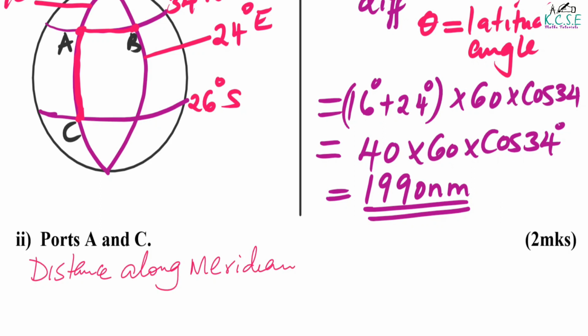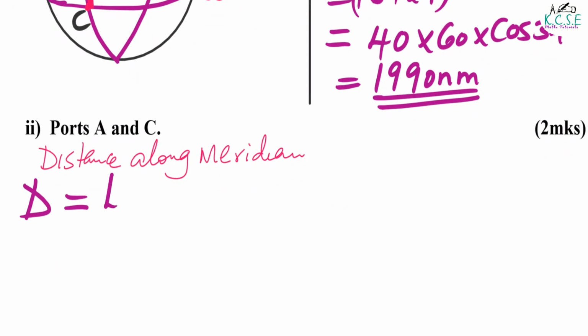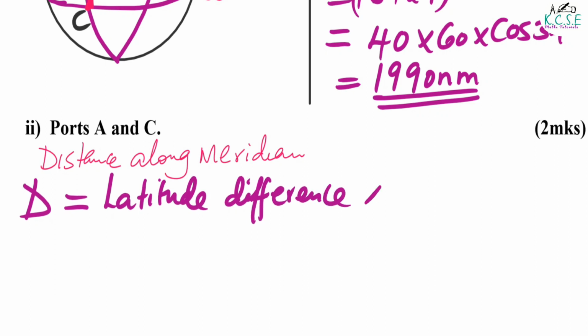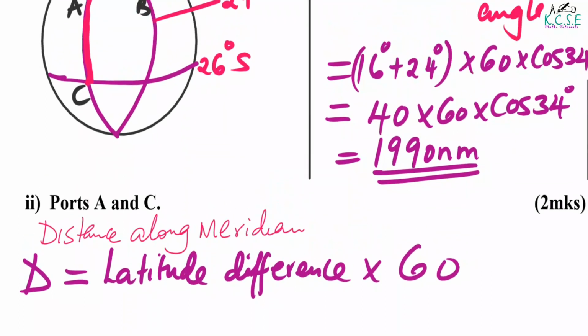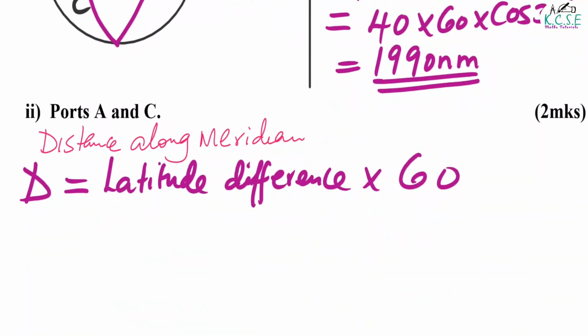And to get the distance along the meridian, that one is given by the latitude difference in nautical miles. So that distance will be given by latitude difference times 60. That is how we get that, because you look at that distance, it is not distance along the small circle or the circle of latitude, it is distance along the meridian. And distance along the meridian is given in nautical miles by latitude difference times 60.